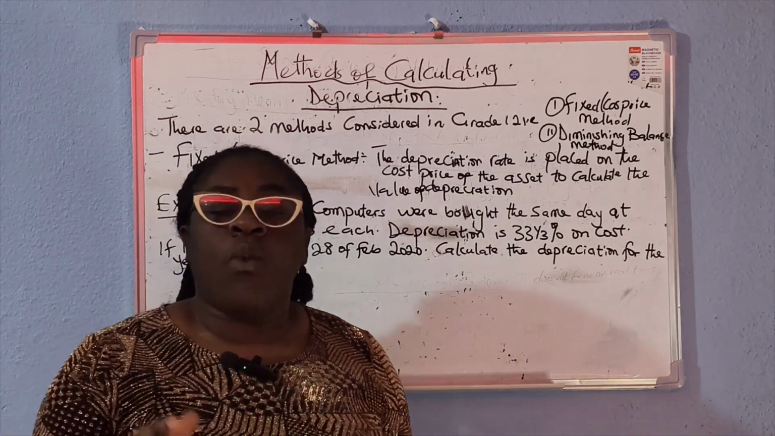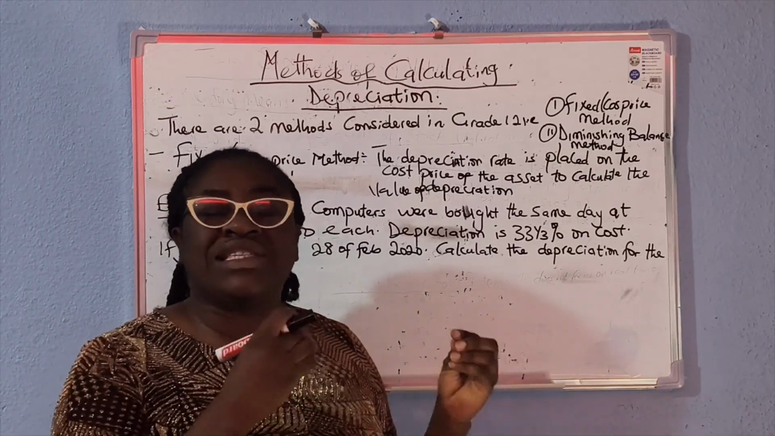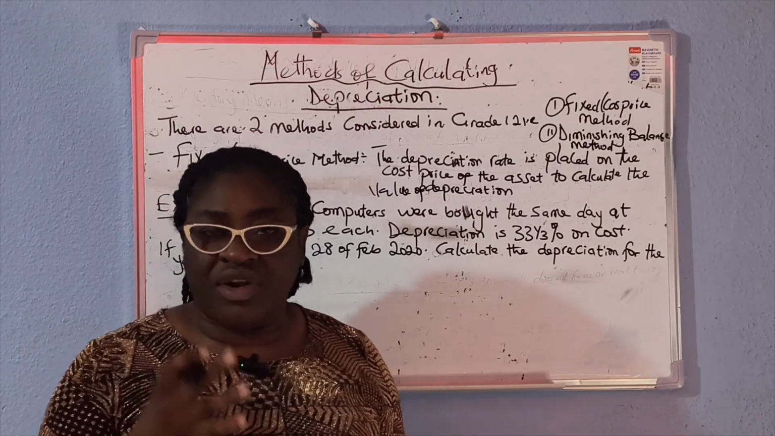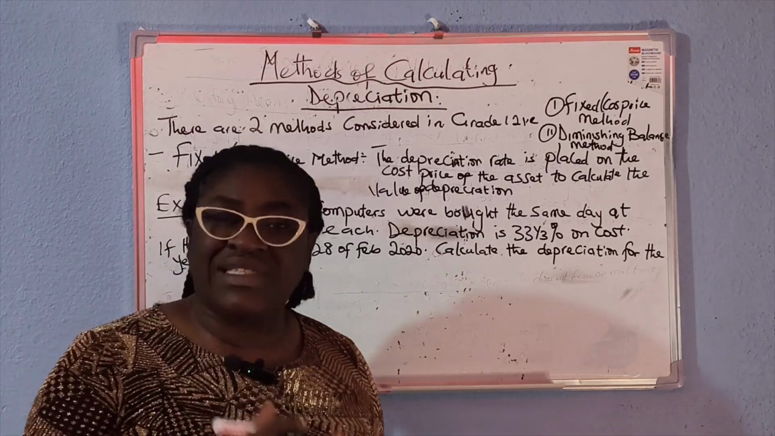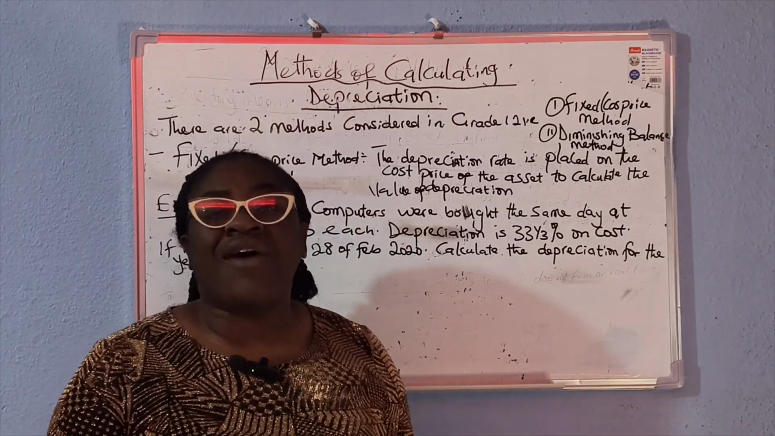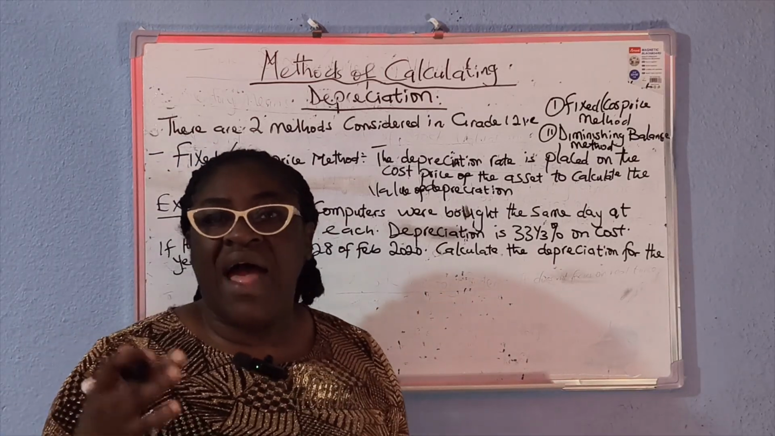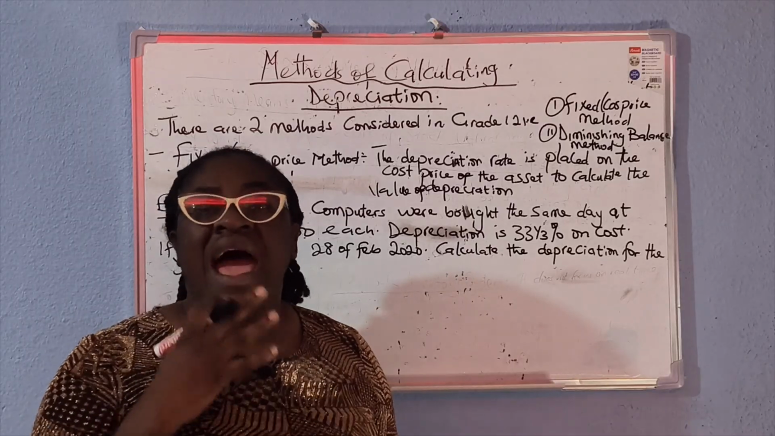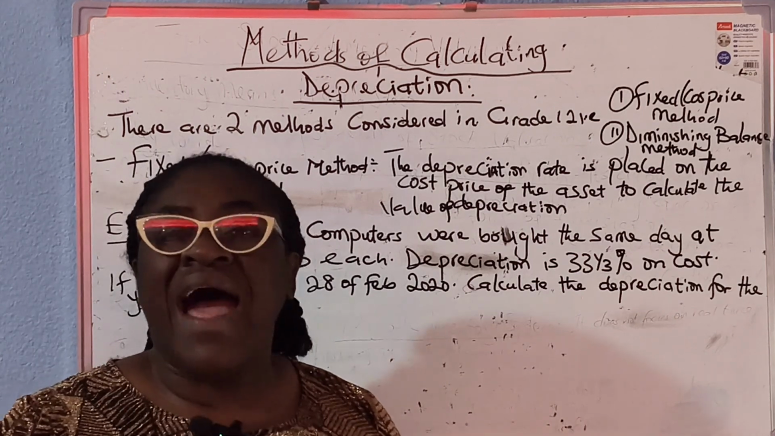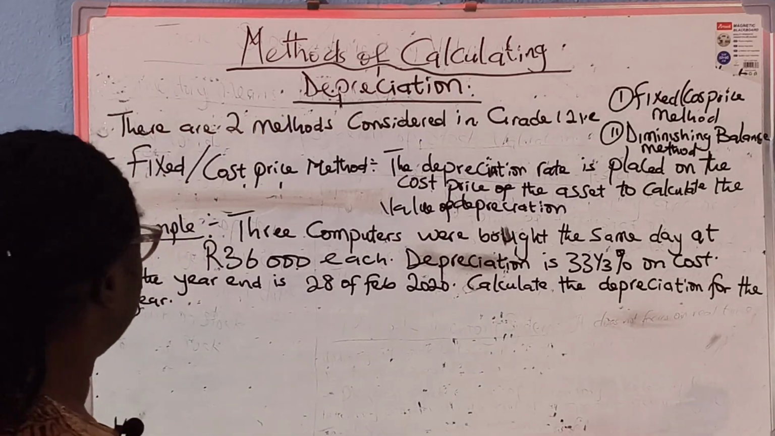Using this method, we place the rate of depreciation on the historical cost of the asset. What do I mean? The rate of depreciation is placed on the cost price of the asset, meaning that we are going to have a fixed amount as depreciation over the years. It means that the asset will be depreciating at the same amount over its lifespan. So let us look at an example.